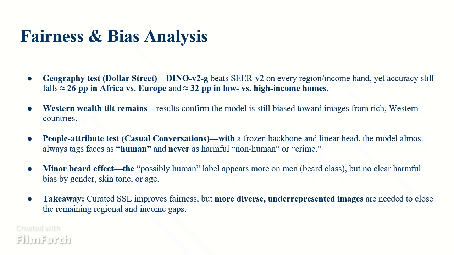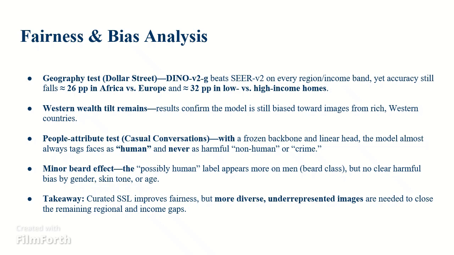Now, let's look at how this model handles fairness and bias. You can see that the DINOv2 G model performs consistently higher than the SEER version 2 across all regions and income bands. However, if you look at the numbers for Africa and Europe, there is still a sharp drop, about 26 percentage points lower in Africa compared to Europe. Similarly, the model is about 32 points less accurate for low income homes than for the high income ones. This pattern shows that while this model is more fair than the previous models, it still has a bias towards images from rich and western countries.